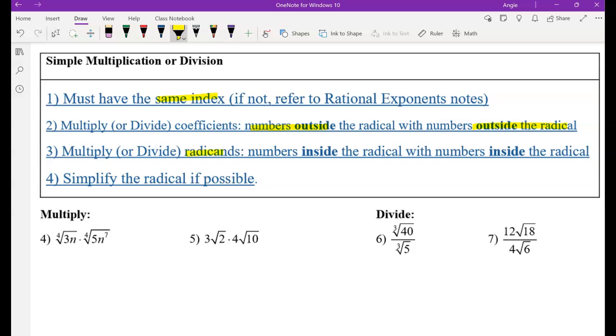Third, multiply or divide radicands, the inside numbers, okay? With the inside numbers only. So again, inside numbers with inside numbers only. Fourth, simplify the radical if possible. So outside can only be multiplied or divided with outside. Inside numbers can only be multiplied with the inside numbers, assuming that your indexes are exactly the same.